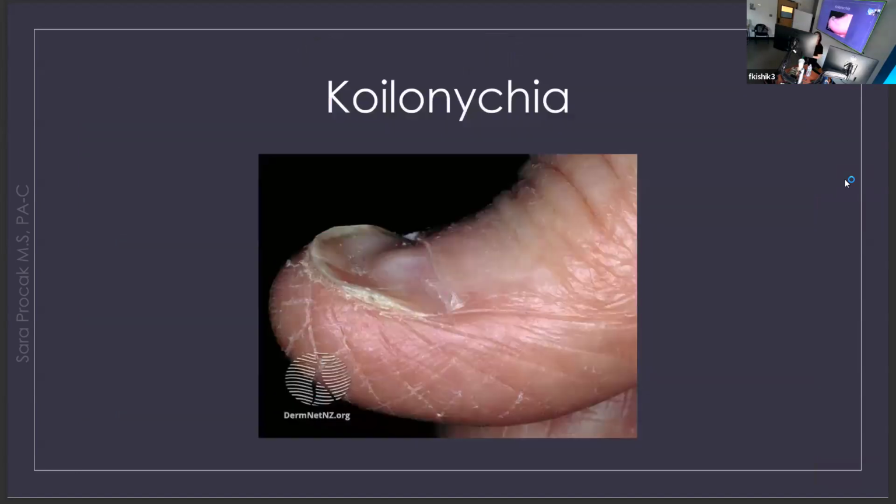Okay. All right, koilonychia. So this is where you have spoon-shaped nails. There's going to be a depression in the center of the nail plate with elevation of the lateral edges. Okay, so like a little spoon. This can be a natural variant in some individuals, or it can be due to an underlying disorder like iron deficiency anemia. So if you see this in your patient, you're going to want to work them up for sure for iron deficiency anemia. If that is treated, this will go away. There are other causes too, but that's really the most common one.